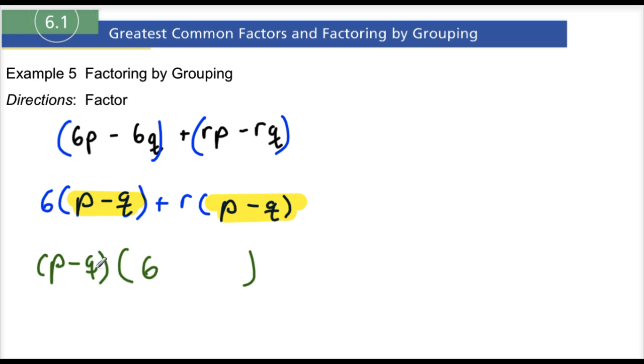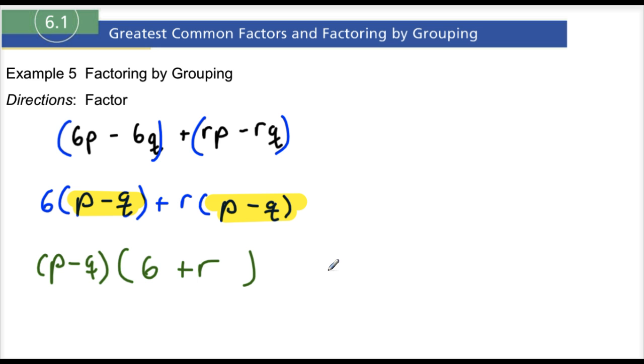And then p minus q times what is r times p minus q? Well, that's just going to be plus r, because p minus q times r is r times p minus q. And that would be it.